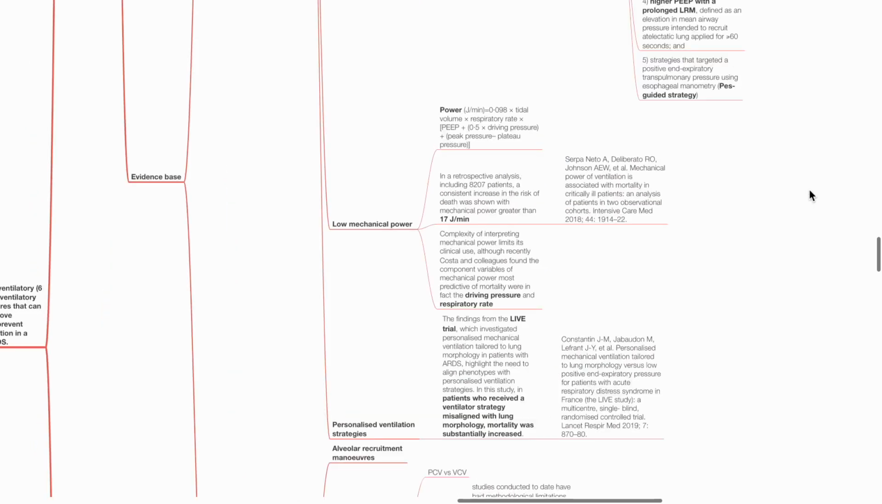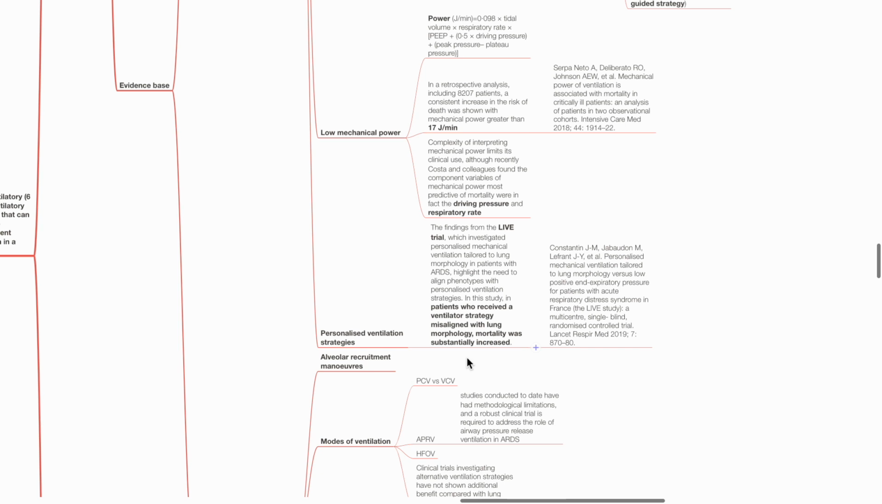Low mechanical power is associated with lower mortality in ARDS, whereby power in joules per minute equals 0.098 times tidal volume times respiratory rate times (PEEP plus 0.5 times driving pressure plus peak pressure minus plateau pressure). In a retrospective analysis by Serpa et al. in 2018, the risk of death was increased with mechanical power greater than 17 joules per minute. Costa and colleagues found the component variables of mechanical power most predictive of mortality were driving pressure and respiratory rate.